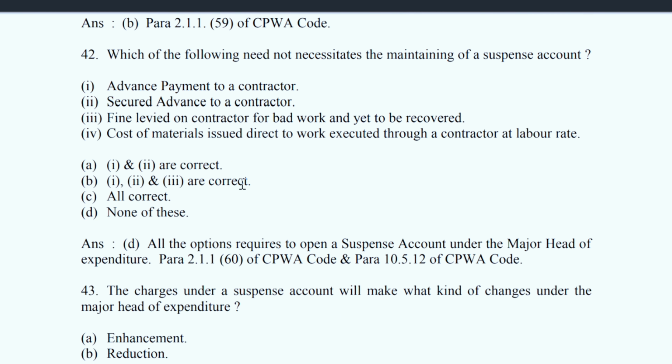42. Which of the following need not necessitate the maintaining of a suspense account? So the answer is D. Advance payment to a contractor, secure advance to a contractor, fine levied on contractor for bad work and yet to be recovered, cost of materials issued direct to work executed through a contractor at labor rate. So the answer is D. All the options require opening a suspense account under the major head of expenditure.